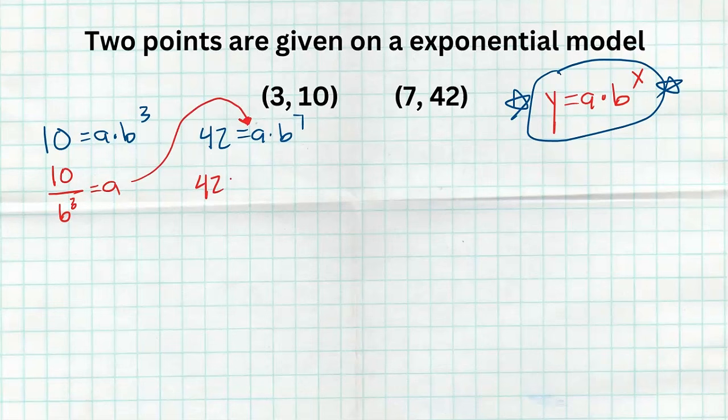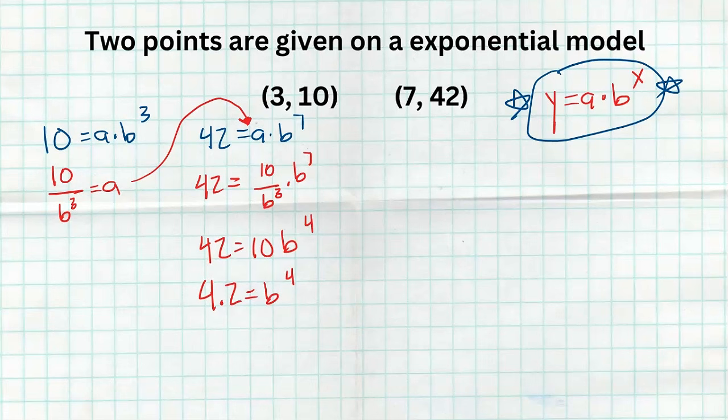So I have 42 equals 10 over b cubed times b to the 7th. Then I'm going to use my exponent rules. b to the 7th divided by b cubed, I could subtract. 7 minus 3 is 4, so I have 10b to the 4th. Then I'm going to divide by 10, and I get 4.2 equals b to the 4th.